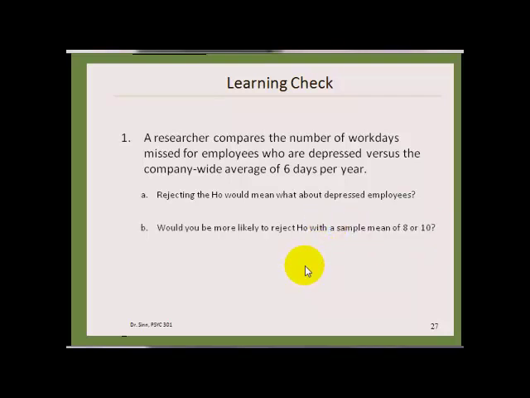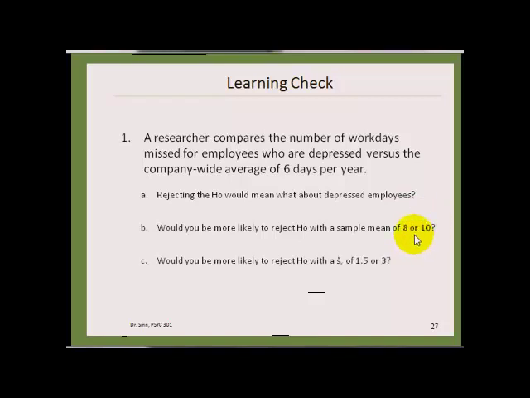B, would you become more or less likely to reject the null with a sample mean of 8 versus 10? Well, a sample mean of 8 would only differ by 2, whereas a sample mean of 10 would differ by 4. And that would make the top of the T formula bigger, and it would become more likely to reject with a sample mean of 10.